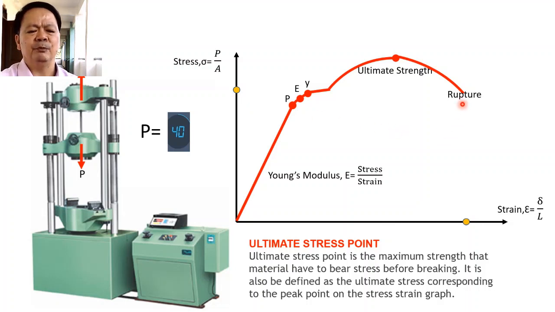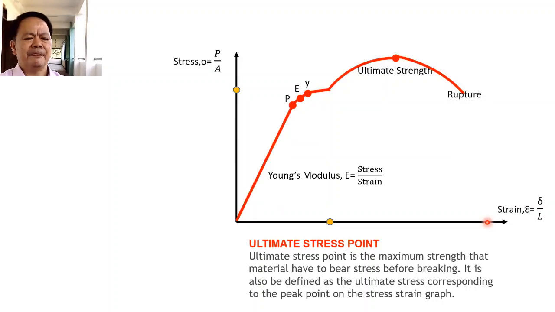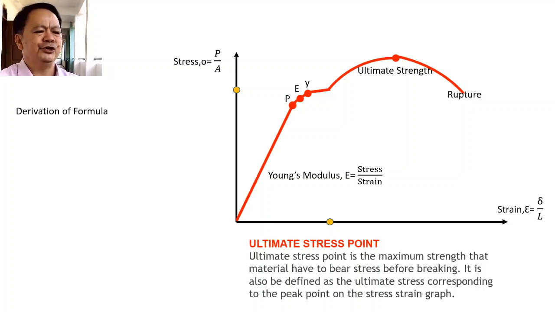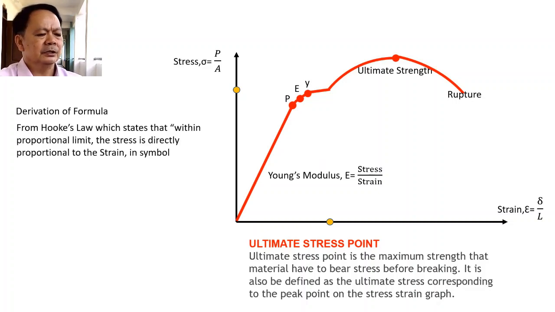So this will be our ratchet point, and the material has already elongated by this amount. Okay? So yun yung ating tinatawag na stress-strain diagram. And from this stress-strain diagram, we shall be able to derive the relationship between the stress and strain so that the formula for the computation of deformation can also be taken. So from Hooke's law, which states that within the proportional limit, the stress is directly proportional to the strain.